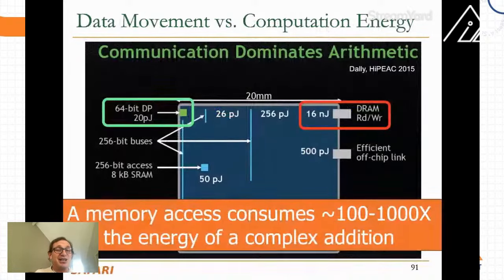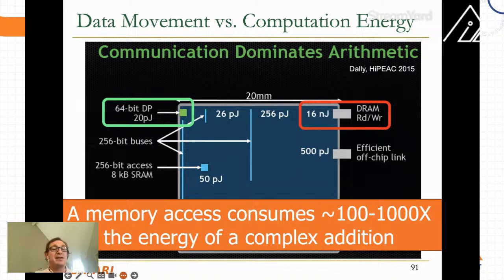Okay, so what about energy? This is a slide that I borrow from Bill Dally. You could argue with all of these numbers over here, but the trend remains the same. A 64-bit double precision floating point operation is very cheap today because of technology scaling, logic scaling. The energy of a particular logic operation on a logic process is very cheap, 20 picojoules in this particular case. You could argue with these numbers, as I said. But a DRAM read or write access is 16 nanojoules. That's 800x difference. So essentially, today, a memory access consumes between 1 to 2 orders of magnitude the energy of a complex addition.